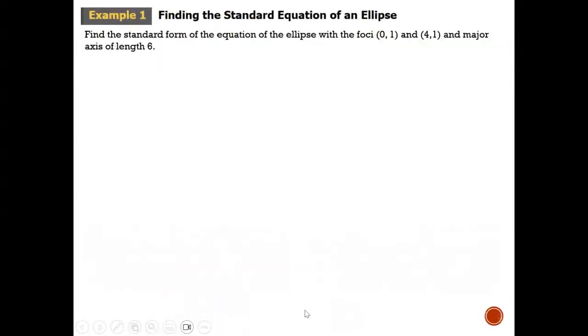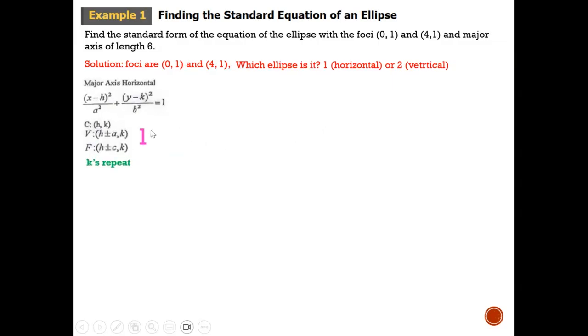Now, let's do some examples. It says here, find the standard form of the equation of the ellipse with the foci (0, 1) and (4, 1), and the major axis of length 6. Okay, so solution: this is what's given. So which is going to be it, 1 or 2? Let's find out. This is 1, horizontal. This is 2.